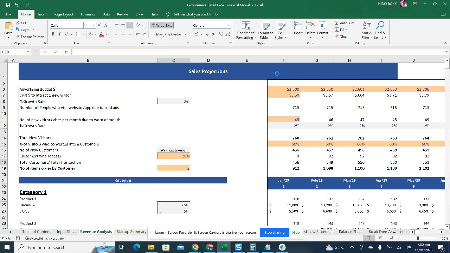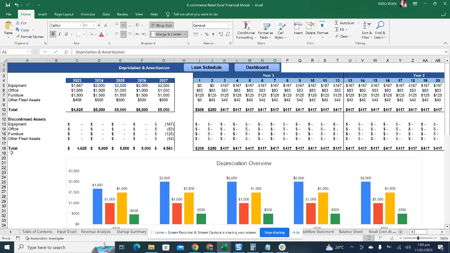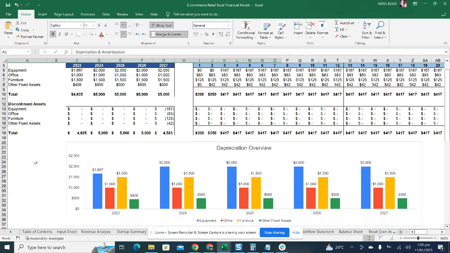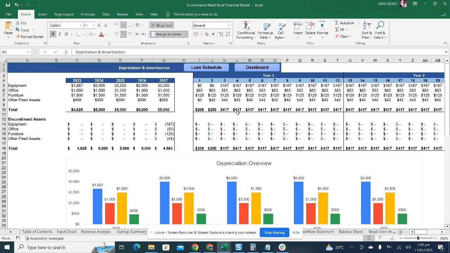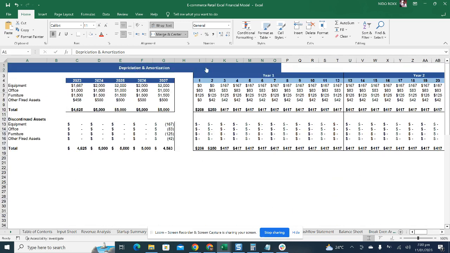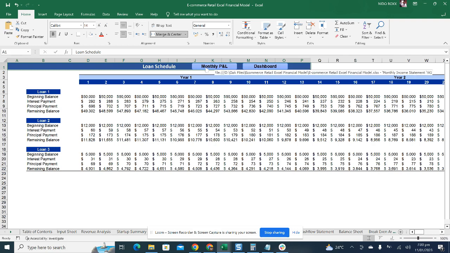Moving on to depreciation table. The depreciation table includes your equipment, office, furniture, and other fixed assets cost. Further, it includes the graphical representation of your fixed asset. It will help you to analyze your depreciation schedule. Moving on to loan schedule. Loan schedule allows you to analyze the amount paid to lenders and interest expenses.